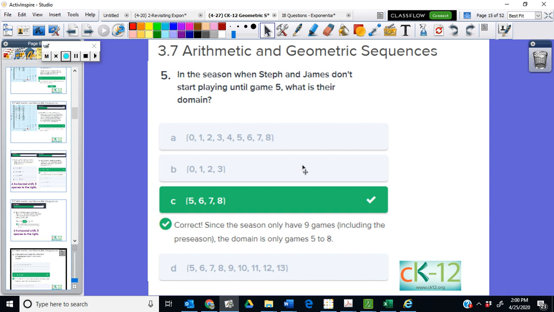And then it gets into some ideas where, what is the domain? In other words, what x values? How many games are actually played? Well, because they didn't start until the 5th game, maybe they were in quarantine. They didn't start until the 5th game. They only have a total of 4 games in their season.